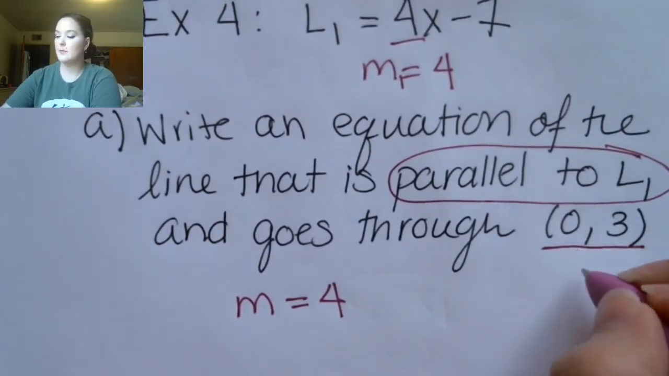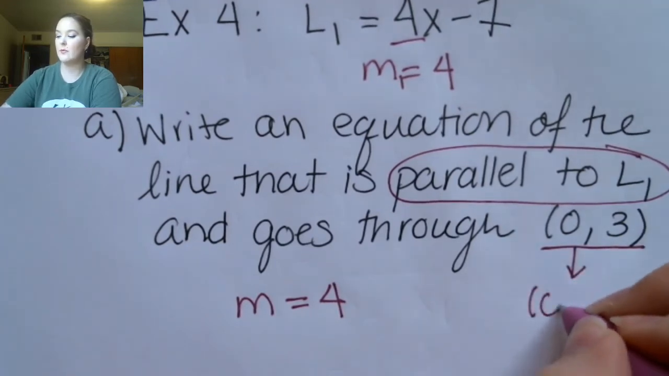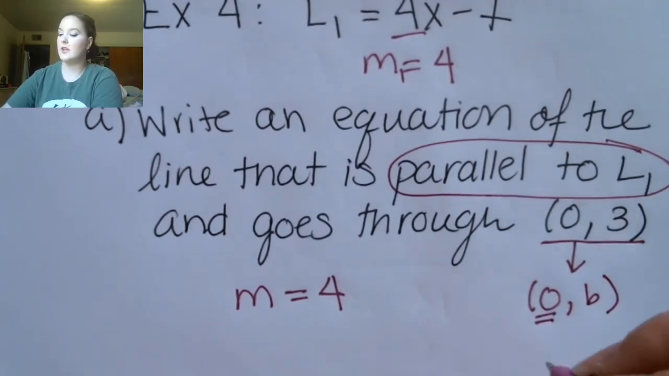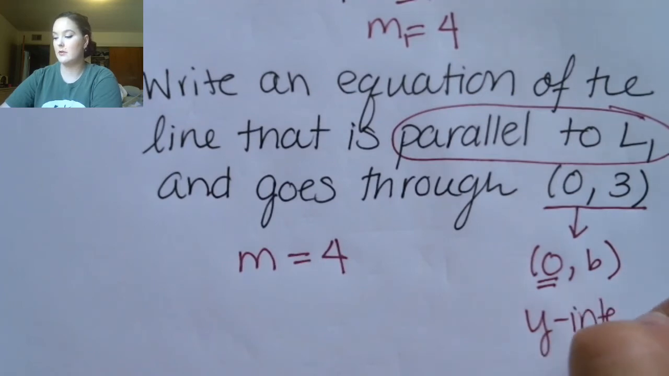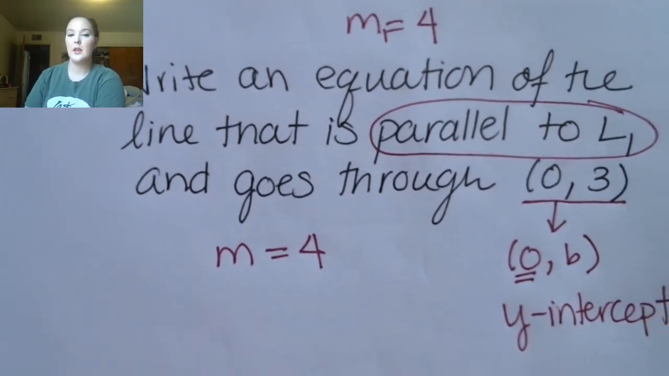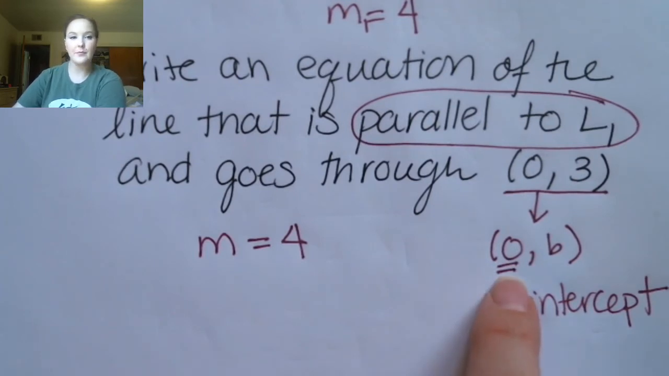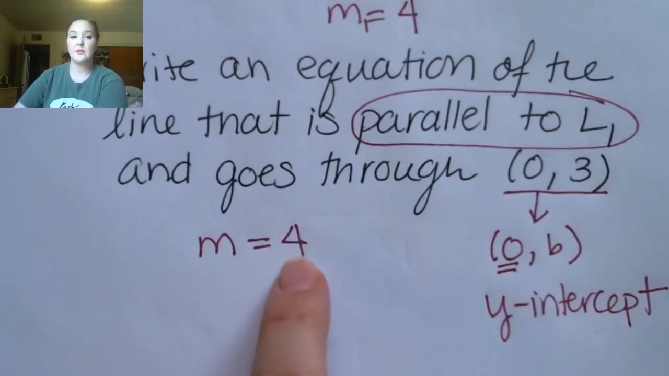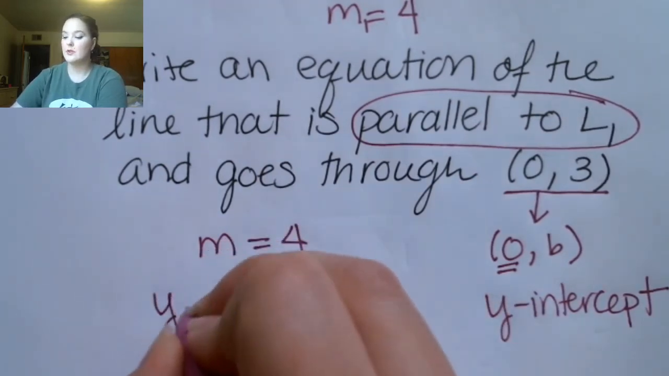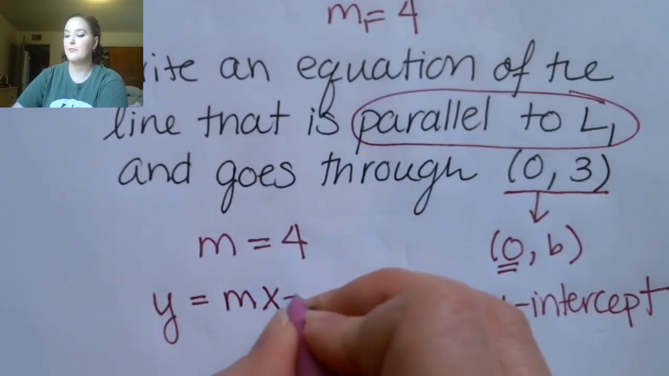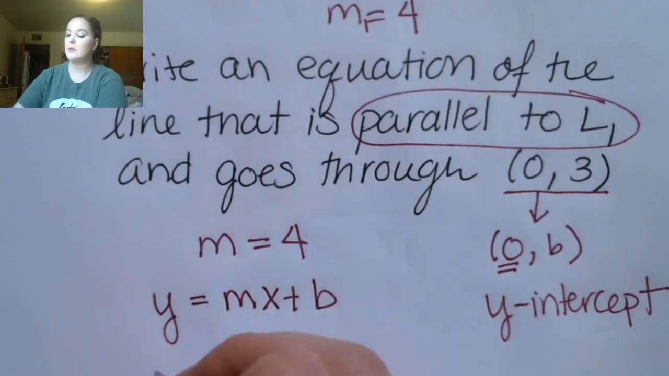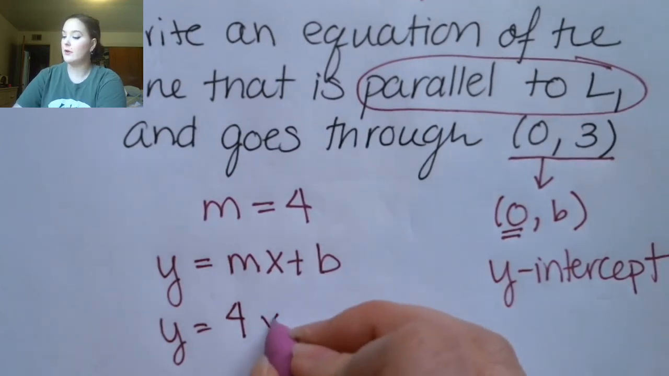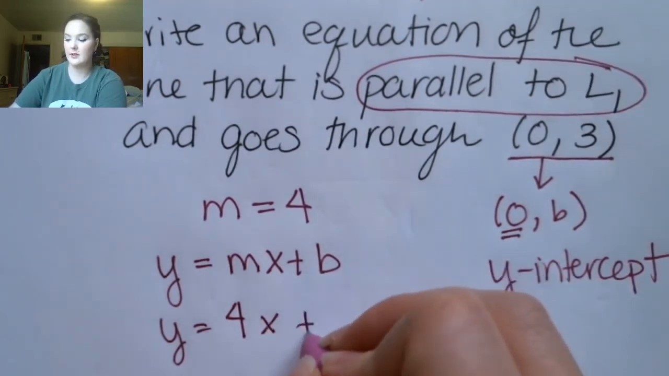It says it goes through the point 0, 3. Now this point is a special type of point because it has the form 0, comma, whatever. This 0 is what signals me that this is the y-intercept. If the first coordinate is 0, it's going to be on the y-axis. It is the y-intercept. So I have the slope and the y-intercept, so I'm going to use slope-intercept form. I'm just going to fill in my information. Y equals 4x, the slope is 4, and the y-coordinate of the y-intercept is 3.